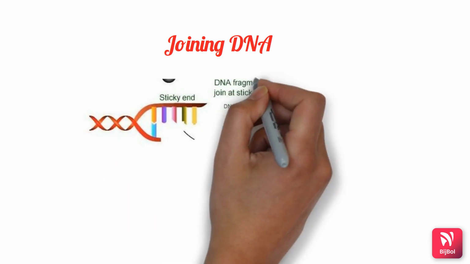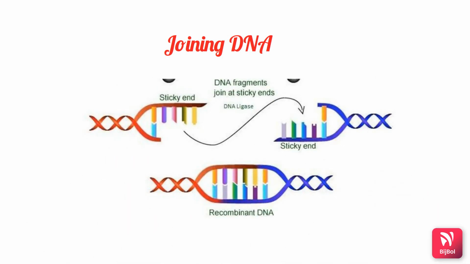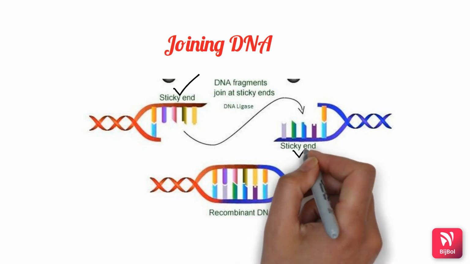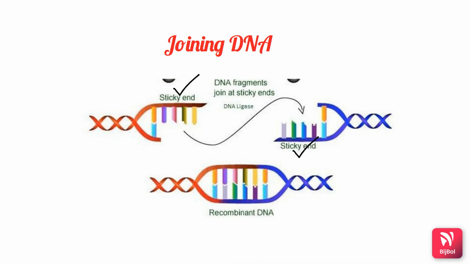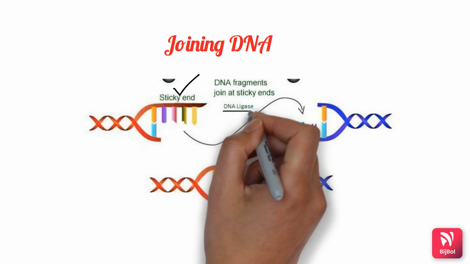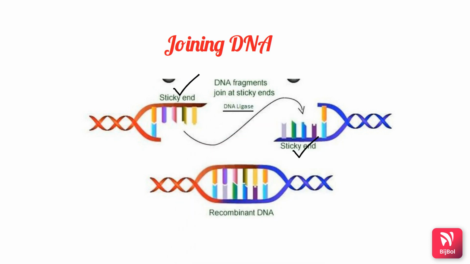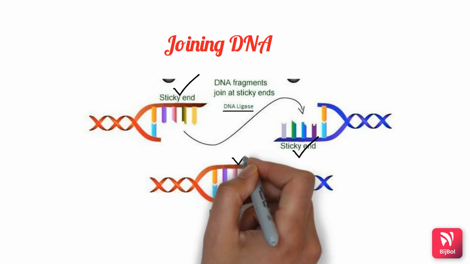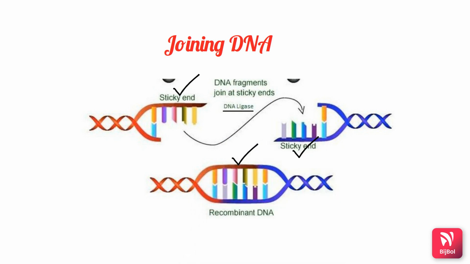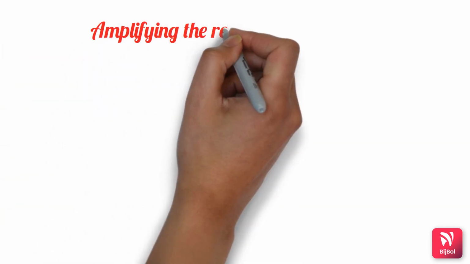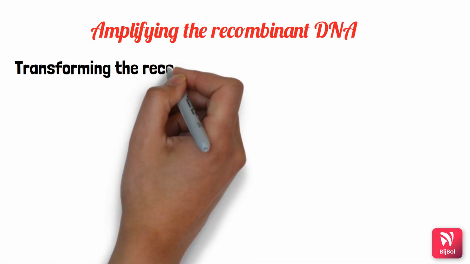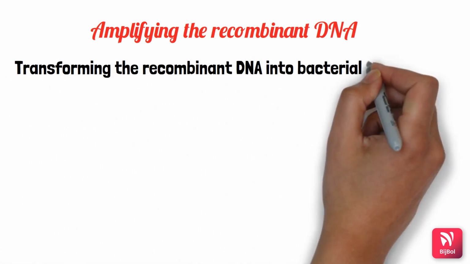So after cutting the DNA, let us talk about joining the DNA. If you look at this picture, after cutting the DNA, two sticky ends are left. These two sticky ends should be bound by one enzyme. What is the enzyme present here? It is DNA ligase. DNA ligase joins the two cut DNA segments and finally forms the recombinant DNA. After joining the DNA, the final step is to amplify the DNA. Amplify means multiply. So we multiply the recombinant DNA.